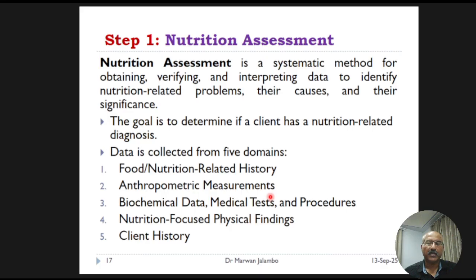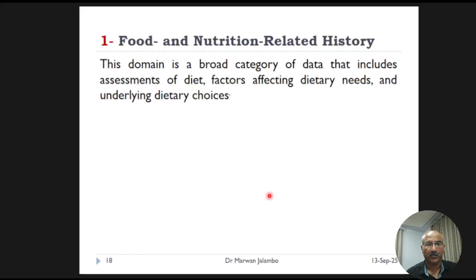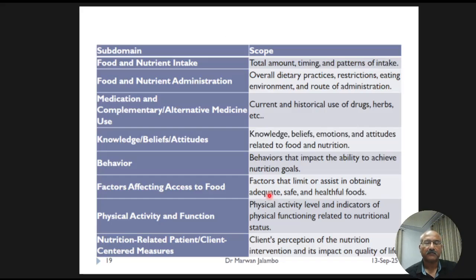So let's now take a closer look at the primary focus of our lecture, the food and nutrition related history. The food and nutrition related history domain is incredibly broad and varied. It is not just about what a person eats, but also about the behaviors, beliefs, and access issues that shape their diet. This table gives you an overview of the different subdomains we investigate.